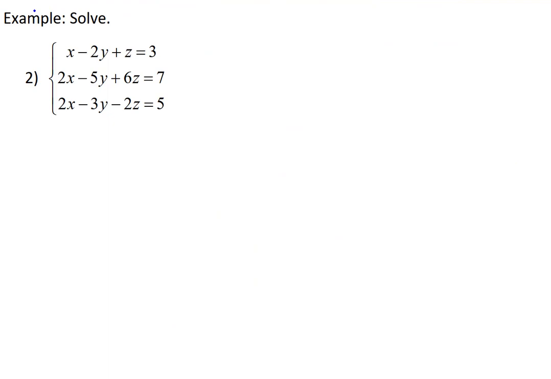This time the system reads, first equation is x minus 2y plus z equals 3. We'll call that Roman numeral 1 in the same kind of organizational scheme here. Our second equation is 2x minus 5y plus 6z equals 7. Call that Roman numeral 2. And our third equation is 2x minus 3y minus 2z equals 5. You guessed it, we'll call that Roman numeral 3.